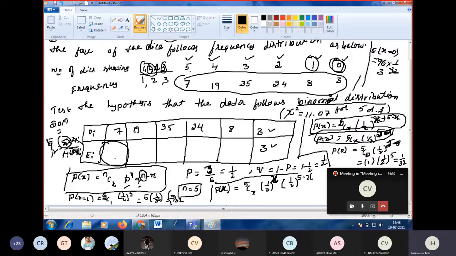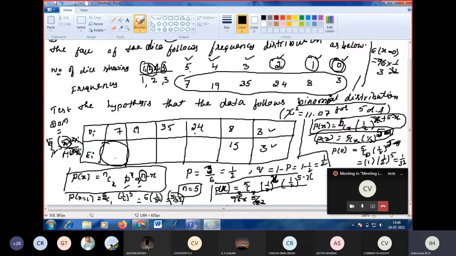If you want to get the frequency, multiply the probability with the number of tosses. That is 96 into 5 by 32. 32 3s are 96, 3 5s are 15. I got 15 here. There is a large difference between 8 and 15.